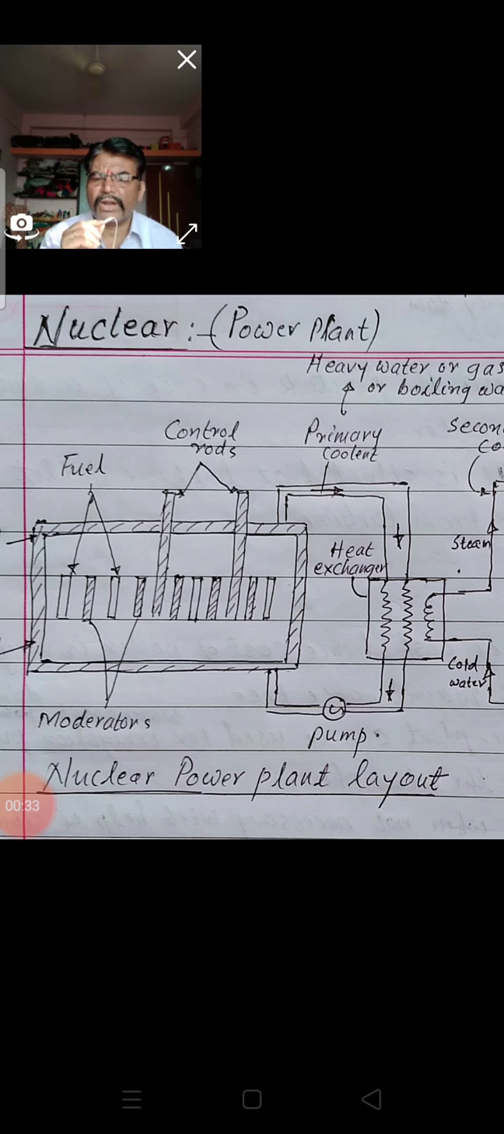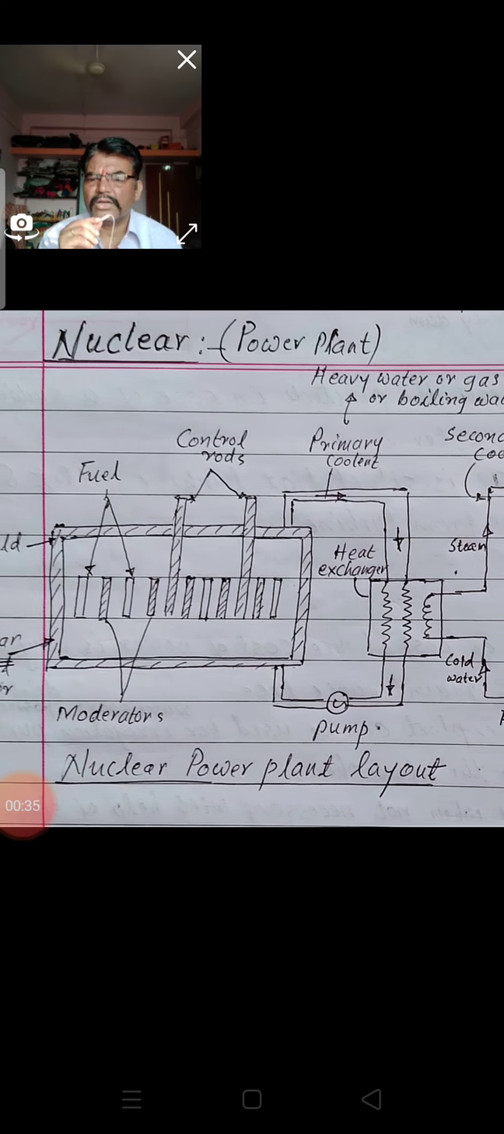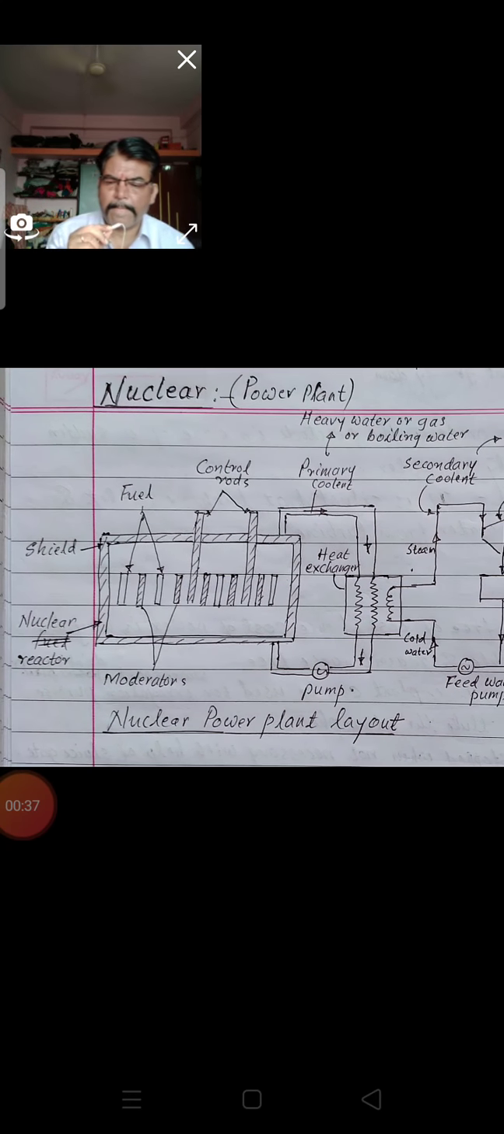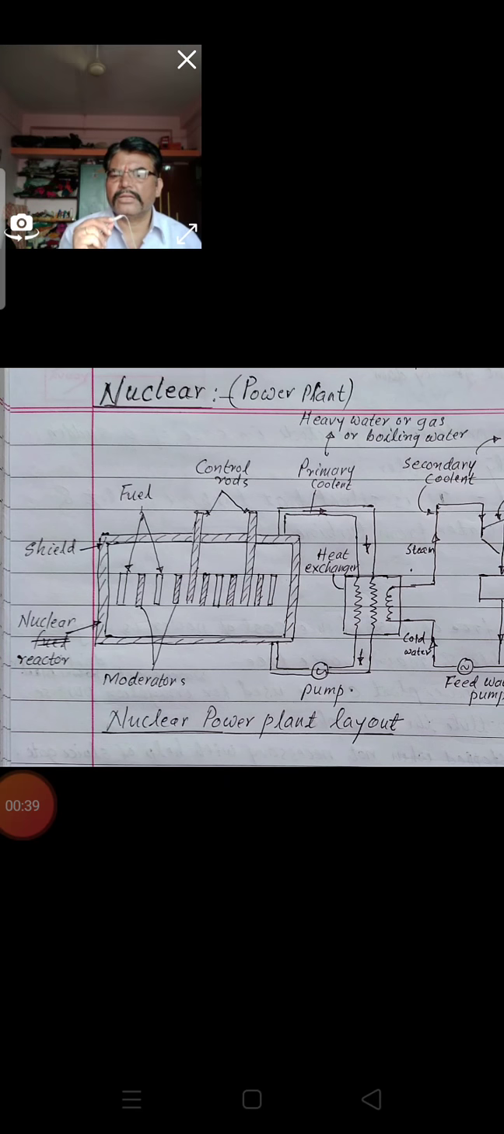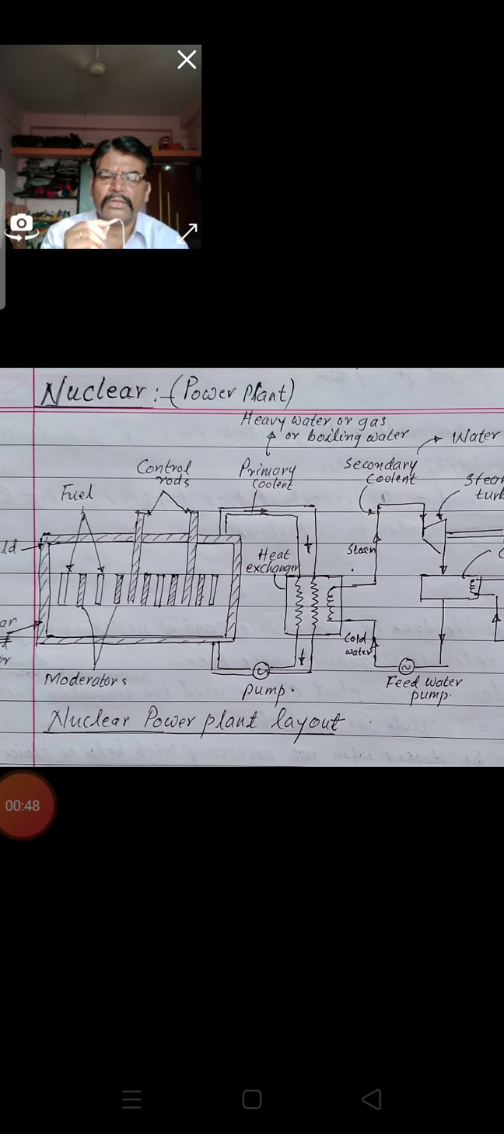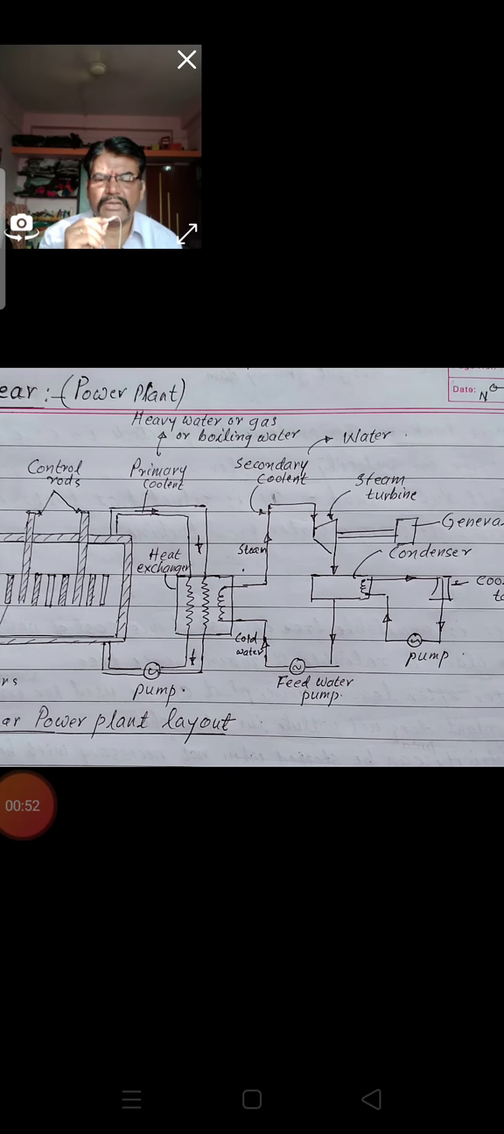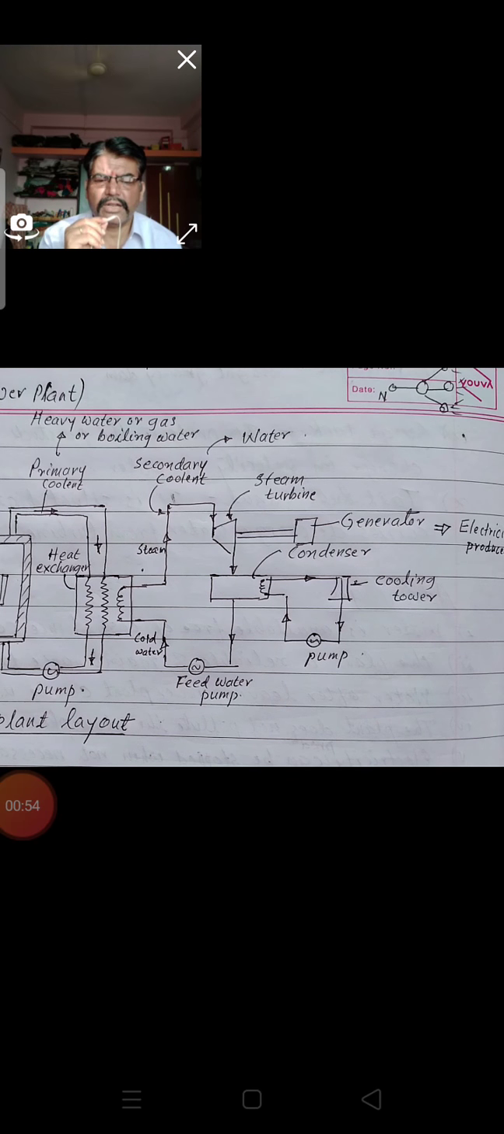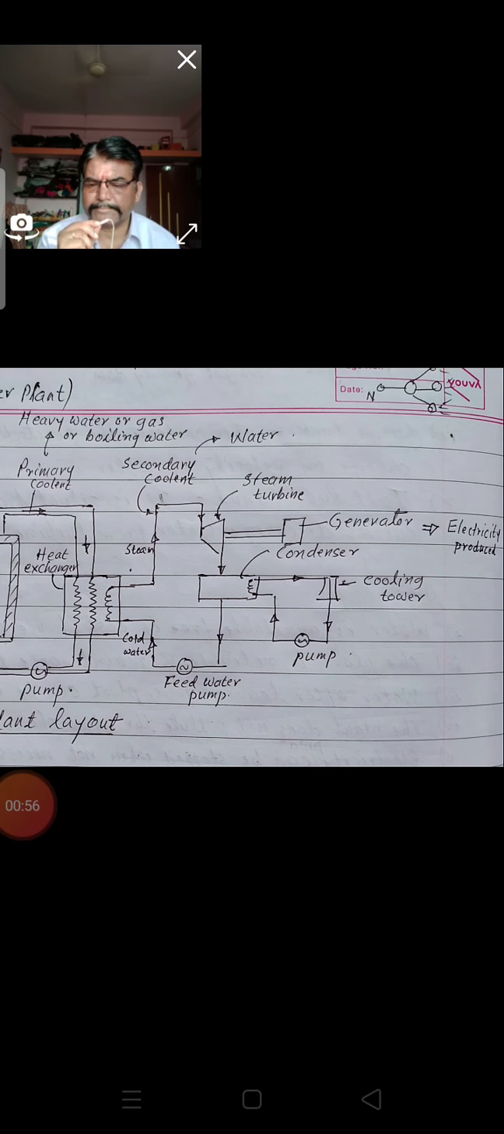The nuclear power plant basically consists of different parts like shield, nuclear reactor, control rods, moderator, pump, heat exchanger, primary coolant, secondary coolant, feed water pump, steam turbine, condenser, and pump and cooling tower.